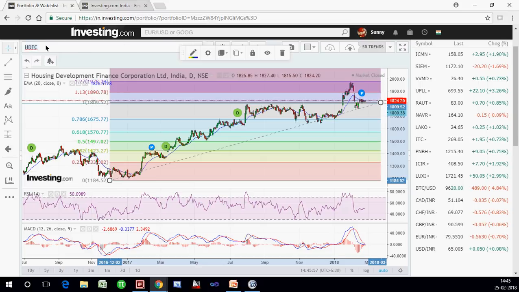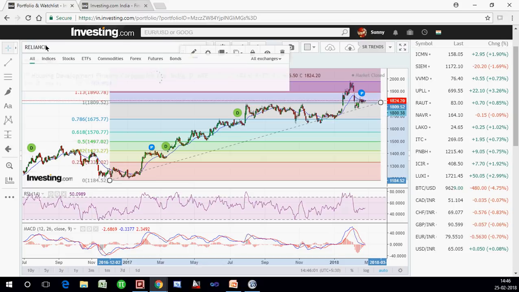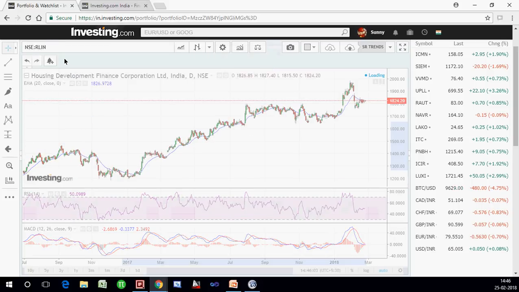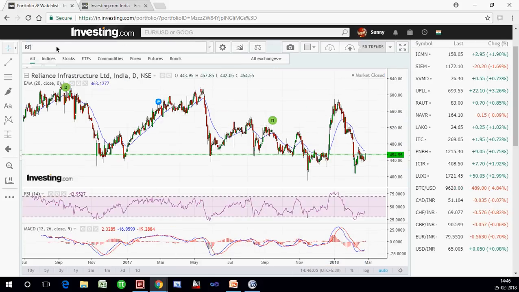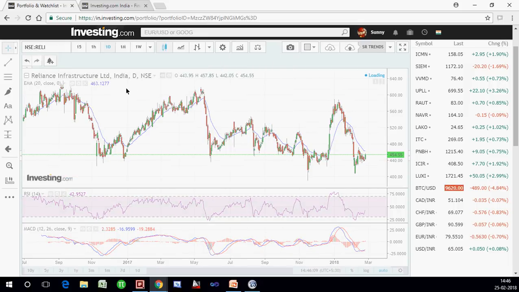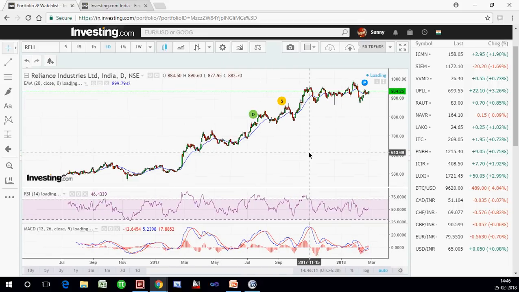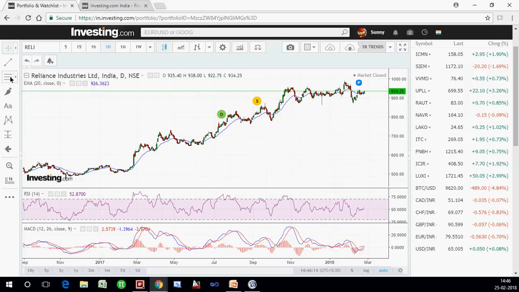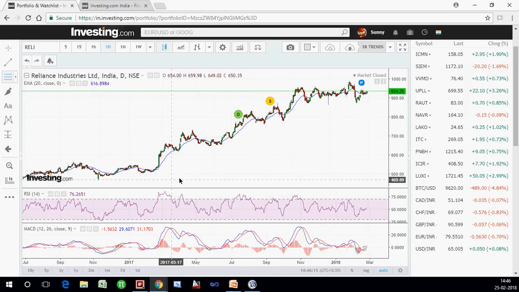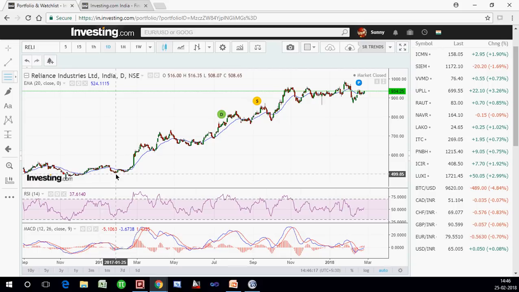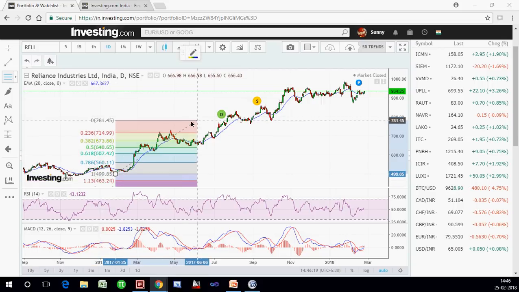Yes, right? So the next, I'm getting a request for Reliance. Okay, let's see Reliance. No, Reliance, not infrastructure. Reliance Industries. Okay, let's skip the trend direction part. I'll put the fib levels.